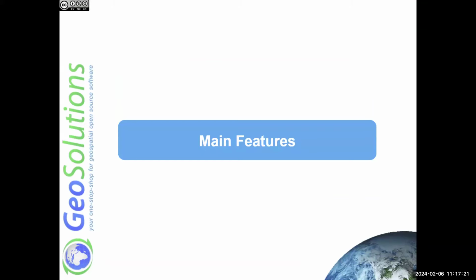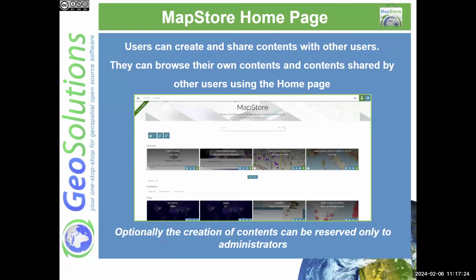The main features of MapStore. As soon as you download, for example, the binary as a product, the first page that shows up is the home page with the catalog. This home page provides a list of all the saved resources and access to the user authentication functionalities and the resource creation functionalities.